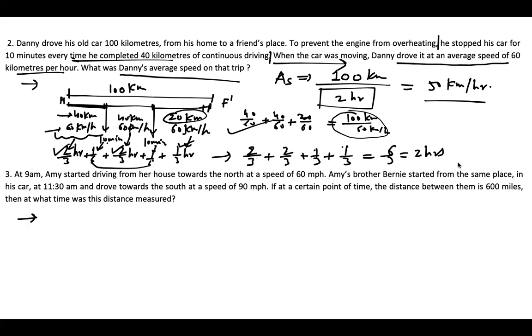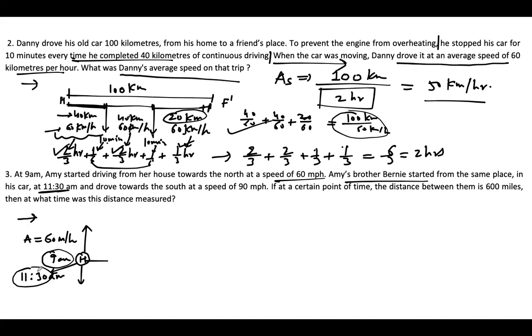Nishant, can you go for question number 3? Yes, so at 9 a.m., Amy started driving from our house towards the north at a speed of 60 miles per hour. Amy's speed is 60 miles per hour. Amy's brother Bernie started from the same place in his car at 11:30 a.m. First of all, when you hear this 11:30, you should stop. So Bernie left the house at 11:30 a.m.